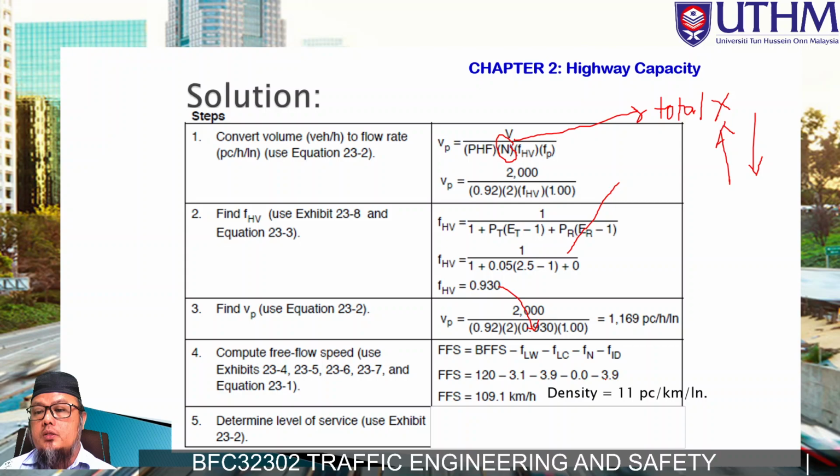Okay, VP, 1169 divided by 109.1, so you obtain 11. So if you refer to the table, you're going to get level of service B. Remember, they have a chart from 7, we have 11, we have 16. This one is 7, isn't it? Density. This one 11. 16, 22. For the B itself is 11. So between 7 until 11, this one we obtain 11. So consider level of service is B.